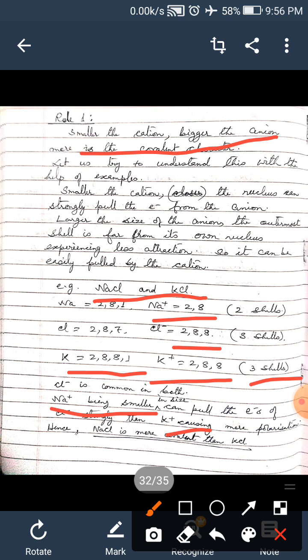So here we find that potassium ion can cause, I shouldn't have written more here, it should be less. Please make a correction.